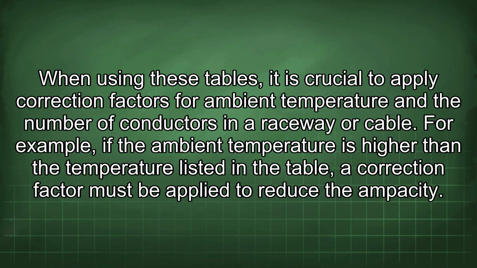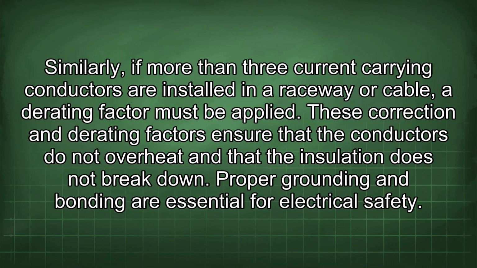When using these tables, it is crucial to apply correction factors for ambient temperature and the number of conductors in a raceway or cable. For example, if the ambient temperature is higher than the temperature listed in the table, a correction factor must be applied to reduce the ampacity. Similarly, if more than 3 current-carrying conductors are installed in a raceway or cable, a derating factor must be applied. These correction and derating factors ensure that the conductors do not overheat and that the insulation does not break down.